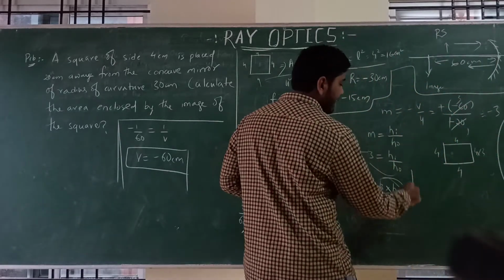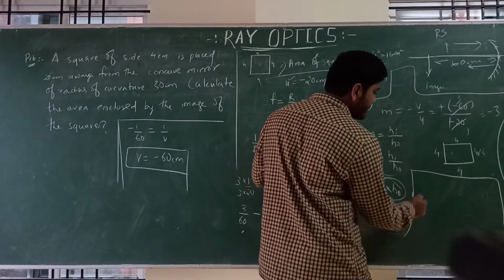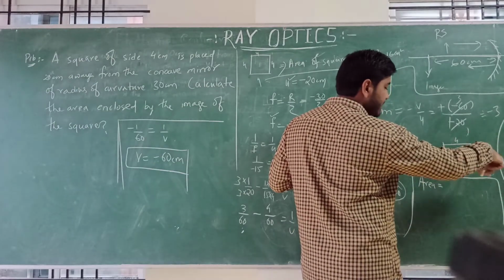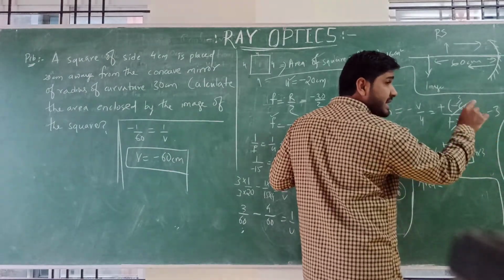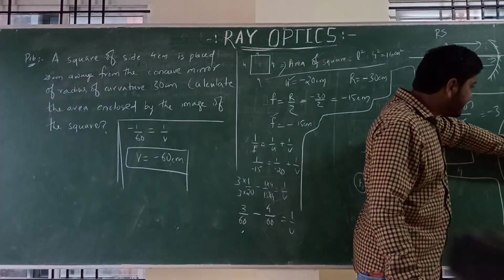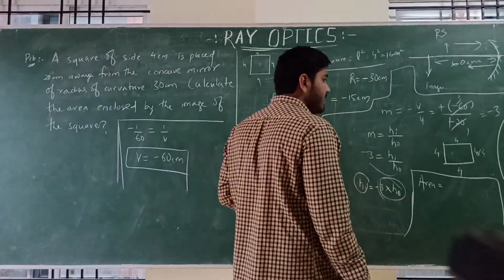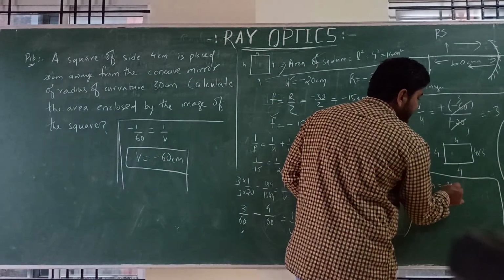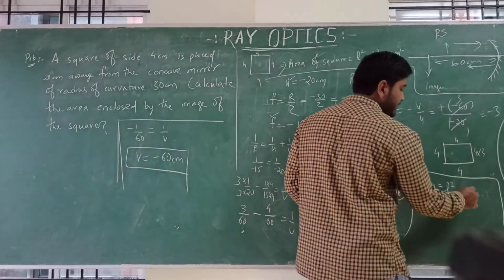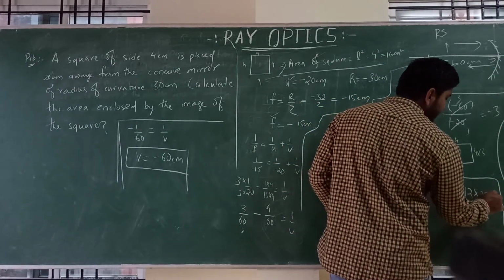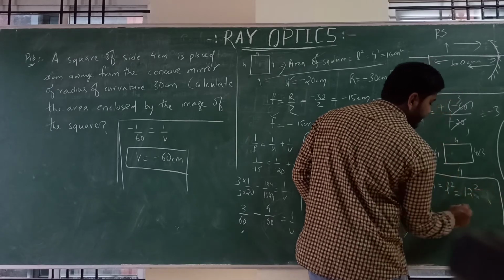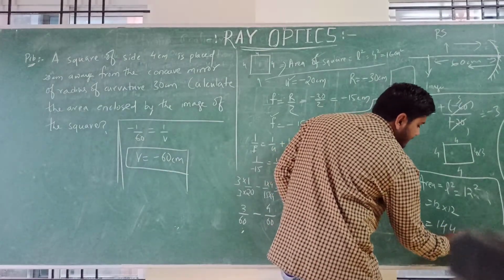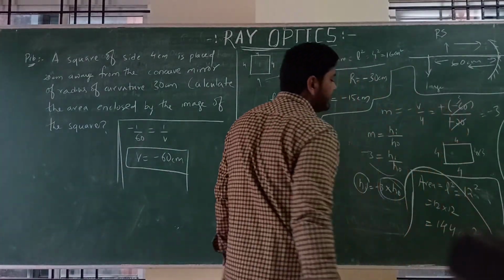Now if you calculate the area of this square, the image, the area is L square, as we have already said. So 12 into 12, that is 12 square, which is nothing but 144 centimeter square. So this is the final answer.